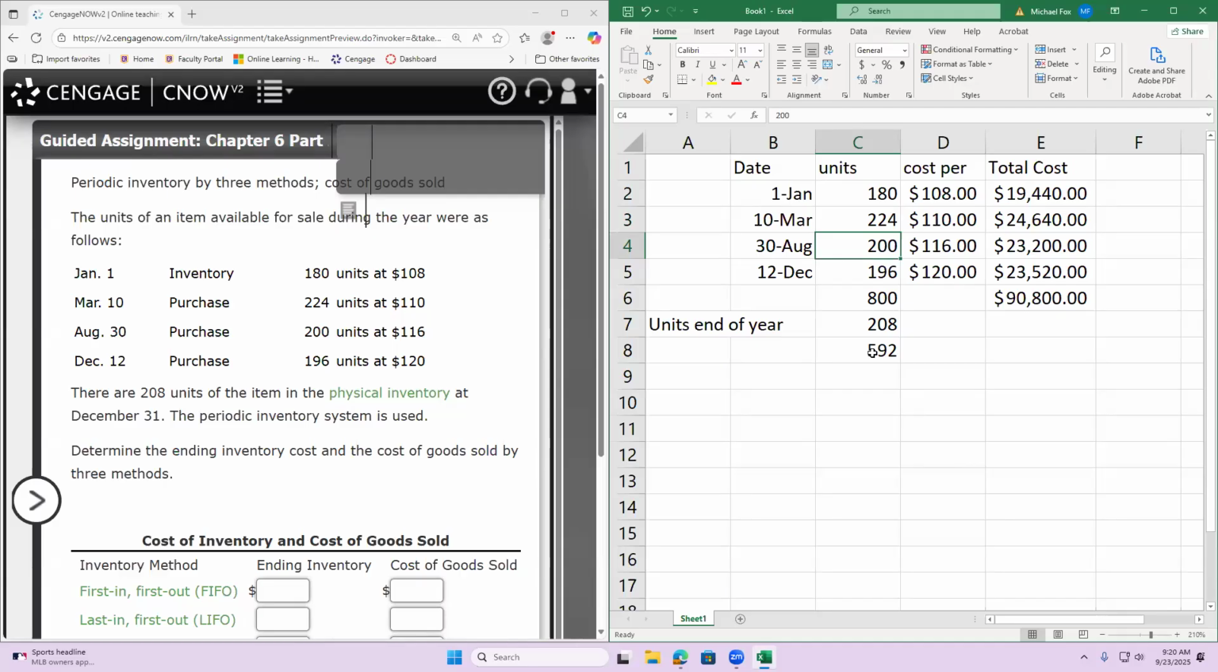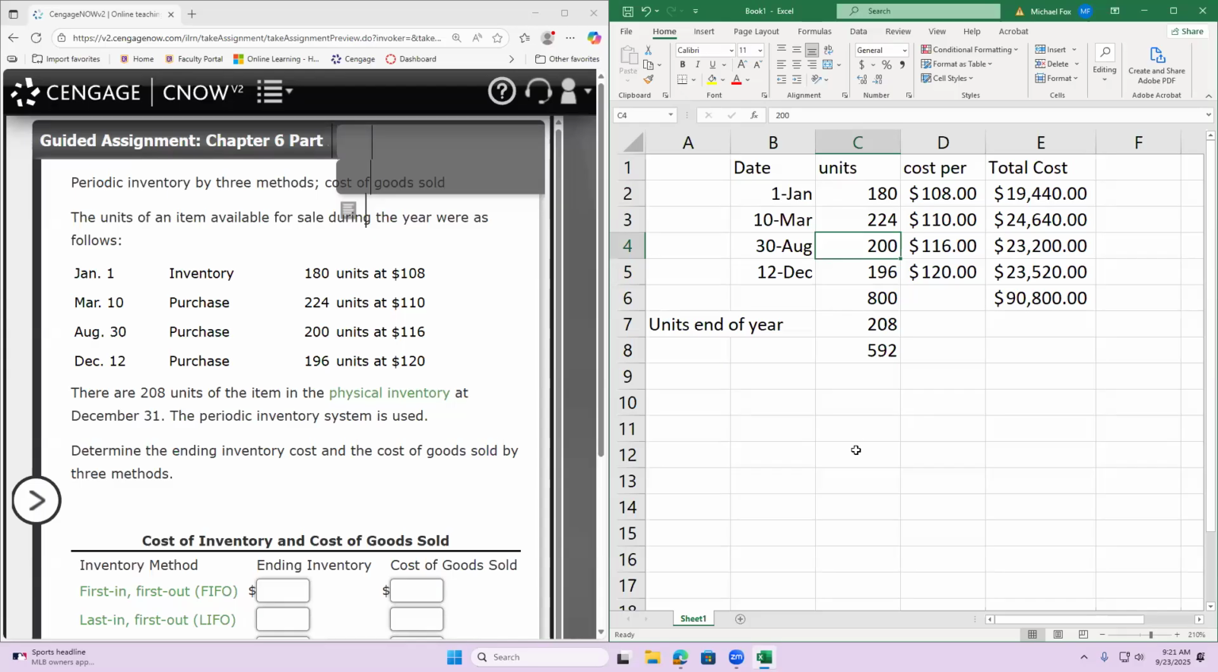Does that make sense? The other way I could approach it is to say there's 208 left at the end of the year. So the ones left over at the end of the year would be this whole 196 plus another 12 of these. And that would give me the cost of goods still in inventory. Then I could subtract that from the total cost to get the cost of goods sold. So I could approach it from either direction.